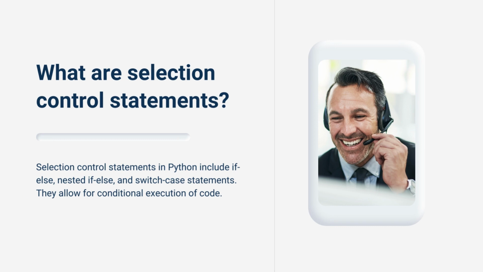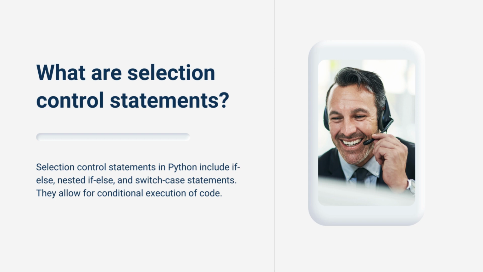What are selection control statements? Selection control statements in Python include if else, nested if else, and switch case statements. They allow for conditional execution of code. In Python, the selection statements are also known as branching statements. It allows a program to test several conditions and execute instructions based on which condition is true.